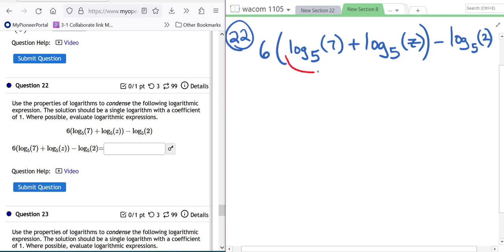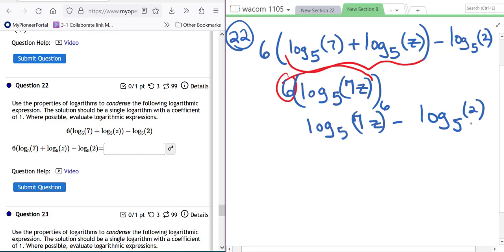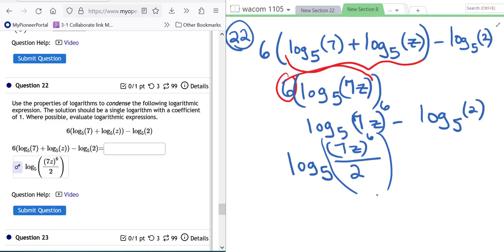I'm going to go ahead and work from the inside out because I can put these two together. And so this is log base 5 of 7z and the 6 is going to go back on here. So I have the log base 5 of 7z to the 6th minus the log base 5 of 2. All right, and now I'll deal with the quotient. So I write the log one time. This piece will go on the numerator. Over 2. Any question there?